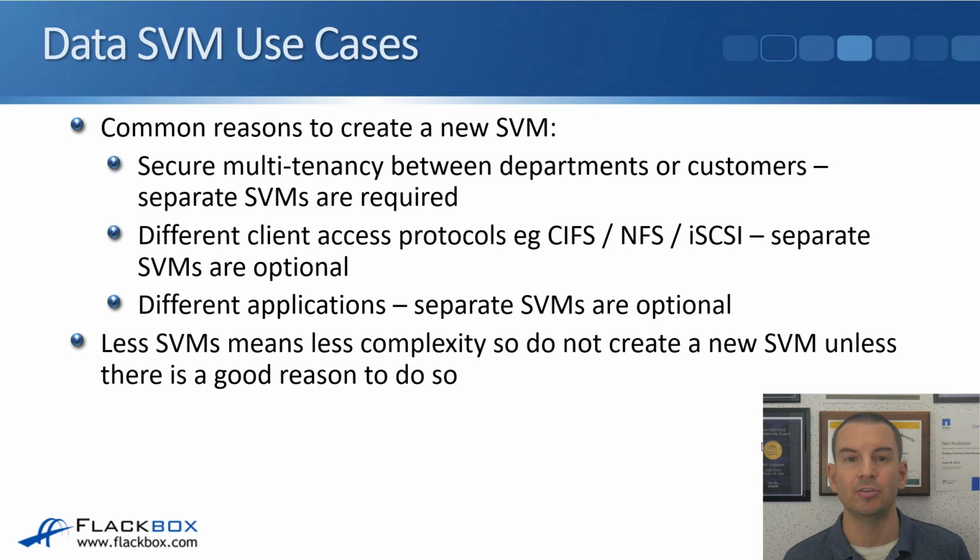And along the same lines, you could also do that for different applications as well. So for different client access protocols or for different applications, they can either share the same SVM, or you could split them into separate SVMs if that makes management easier. Now, fewer SVMs do mean less complexity, so don't go and create new SVMs unless there's a good reason to do that.